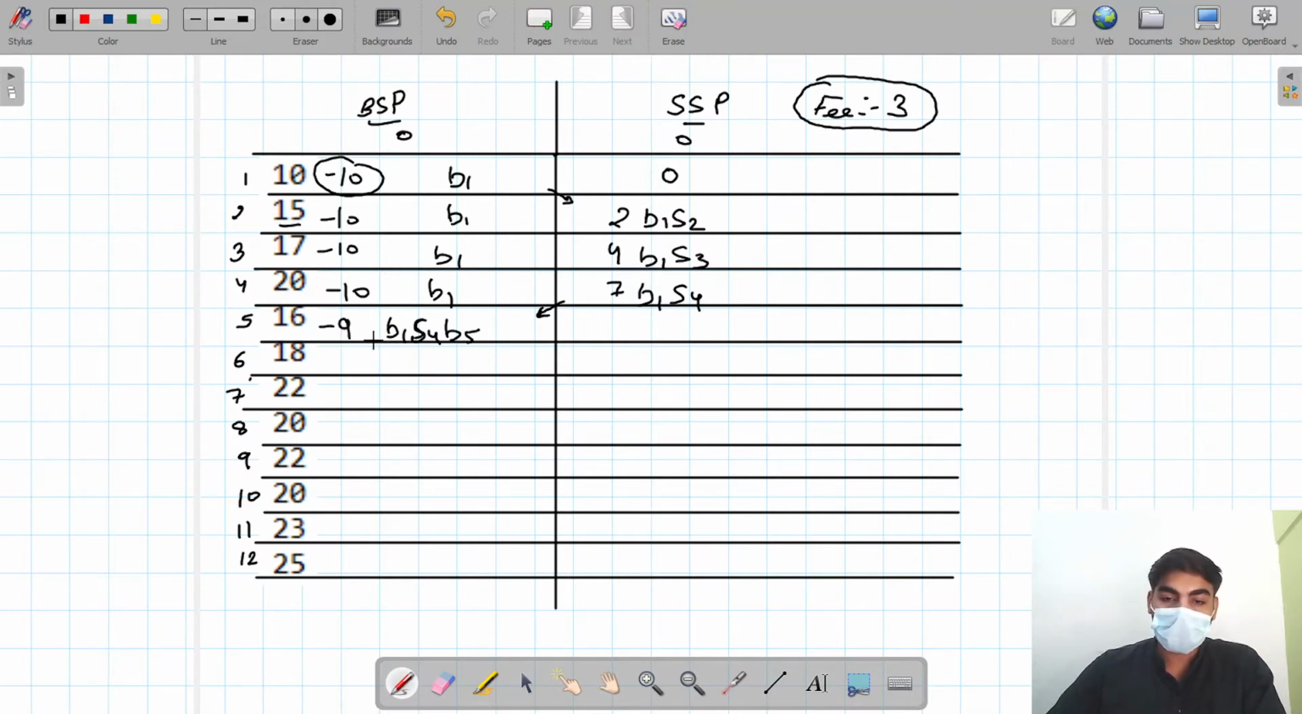Okay, now we have to sell. If we sell today, we get a profit of 16 minus 10, 6 rupee profit. After paying the fee, we get 3 rupee profit. Or the older one, we have 7 rupee profit. So which one is greater, 7 or 3? So we take it as it is. I hope you are understanding what I am writing here.